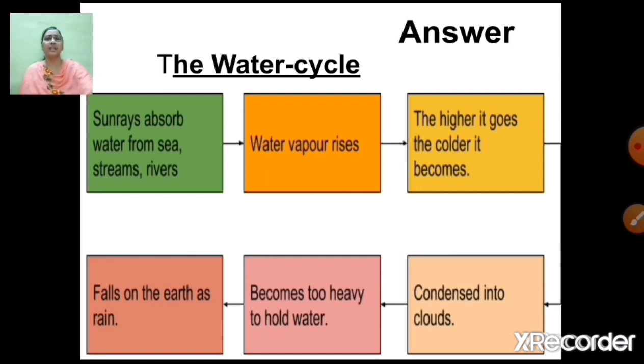Falls on the earth as rain. Then again give an arrow. Then becomes too heavy to hold water. And then again give an arrow. Condense into clouds. You now see, I have drawn this flow chart. Okay, and I have given a proper arrow, and I have written all the information in the box.